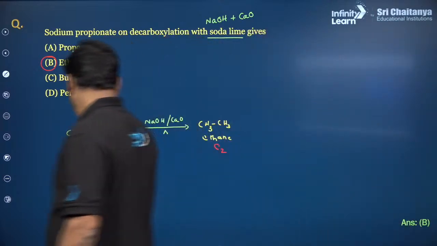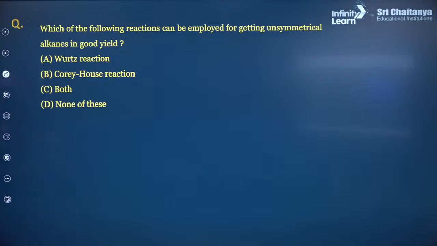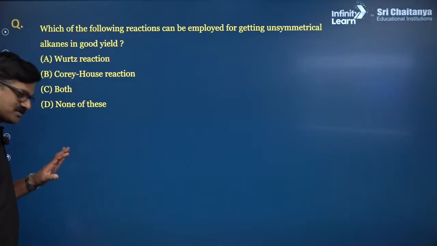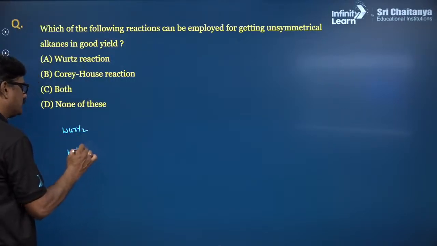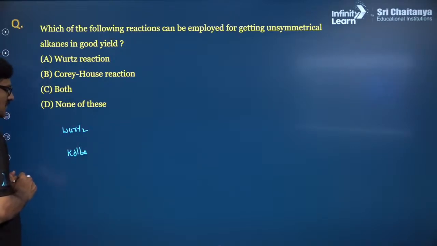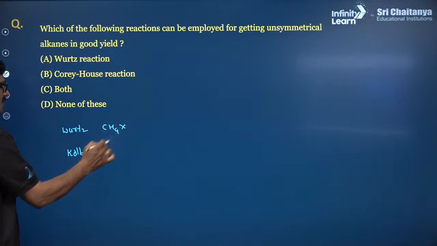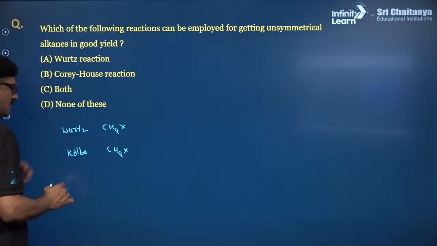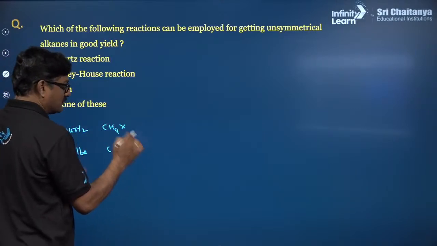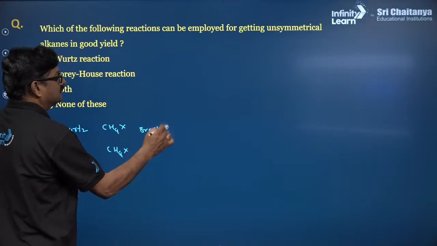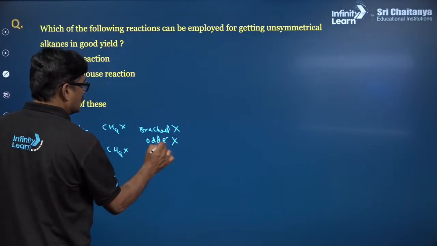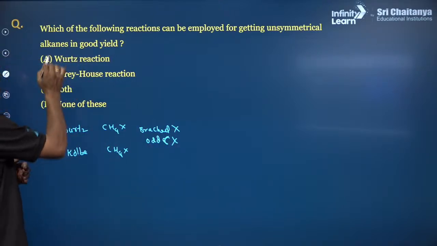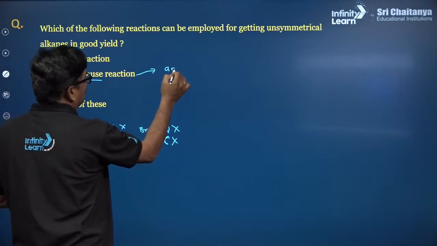Yes. One more question, ready? Which of the following reactions can be employed for getting unsymmetrical alkanes in good yield? For preparation of alkanes, you can use the Wurtz reaction, Kolbe's, and decarboxylation. In the Wurtz reaction and Kolbe electrolysis you can't prepare methane, and they cannot be used for preparation of branched and odd-numbered carbon alkanes, because they involve coupling. Whereas with the Corey-House synthesis, any alkane can be prepared.